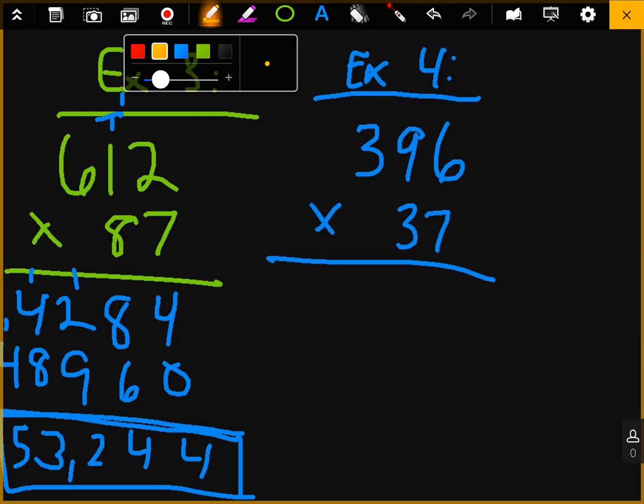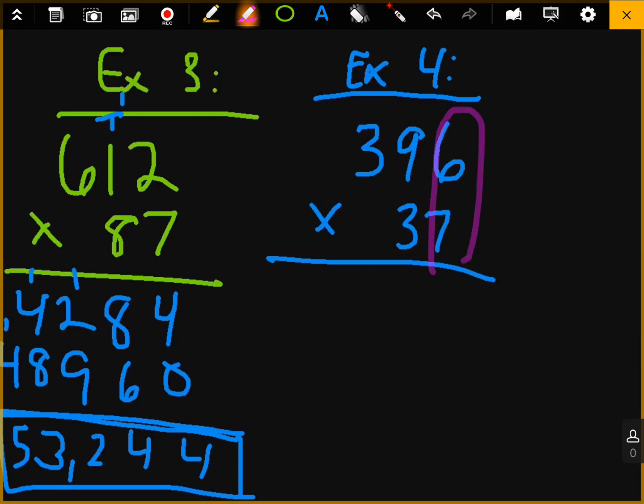And the first step that we're going to go over is you got to multiply whatever's in the ones place. So you have to multiply 7 times 6, 7 times 9, and 7 times 3.